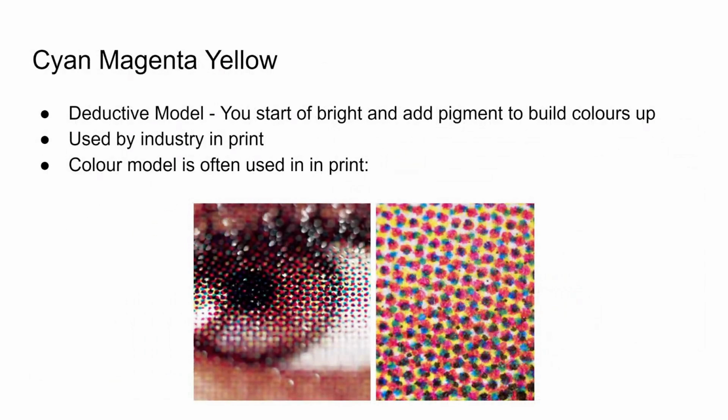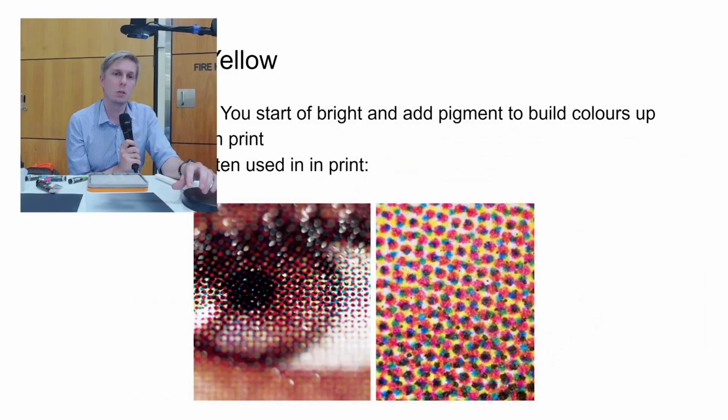So, yeah, I should go back a little bit. With light, when you mix color, when you add colors, you get brightness. When you mix with paint or inks, when you add colors, you get darker. So that's worth considering. Cyan, magenta, yellow is most often used in print.